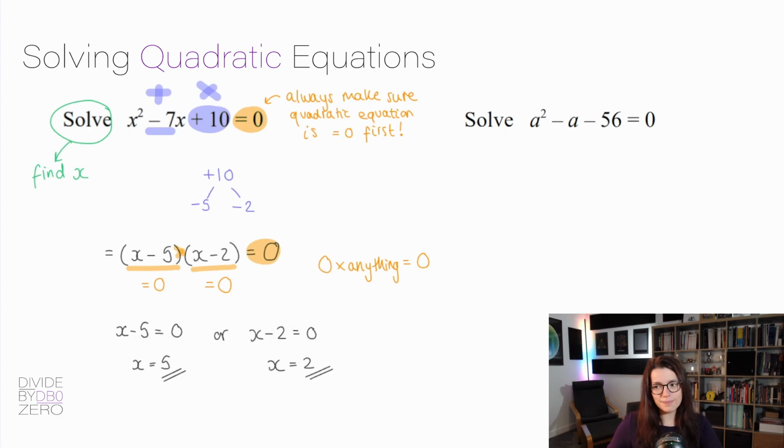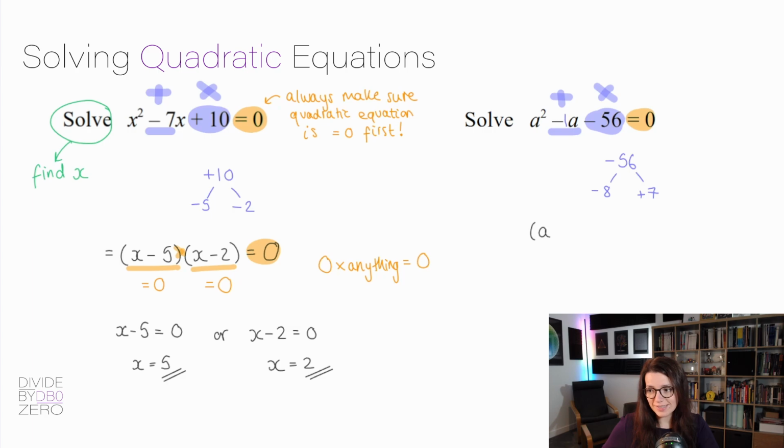Let's do another example. So solve a squared minus a minus 56 is equal to 0. Good that it's already equal to 0, so we don't need to do anything there. Now let's think of our two numbers that multiply to give negative 56, but also add to give negative 1 in this case. Remember, if there's no number in front of the letter, that's like an invisible 1 in algebra. So thinking about what times is to make negative 56, one of the options is minus 8 plus 7, and those two numbers also add to give negative 1, so that's what we want.